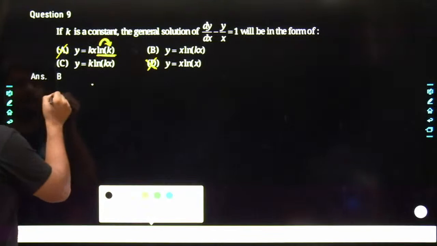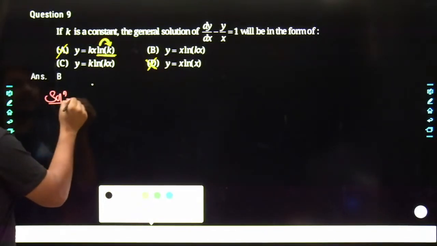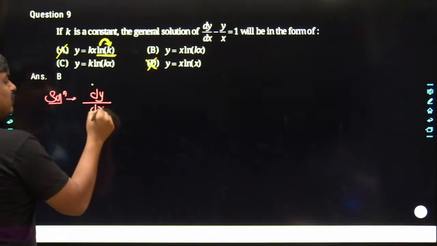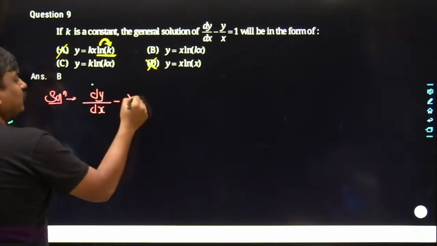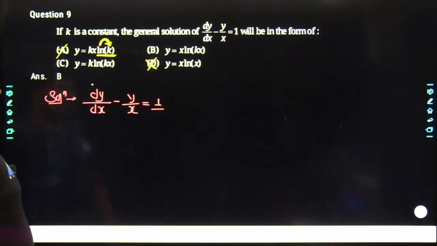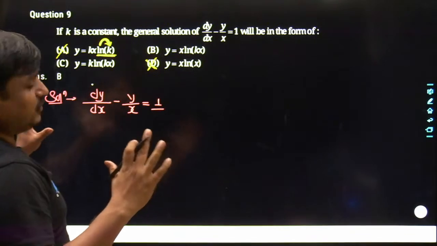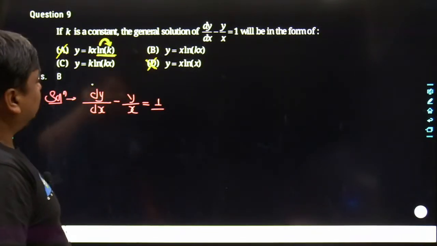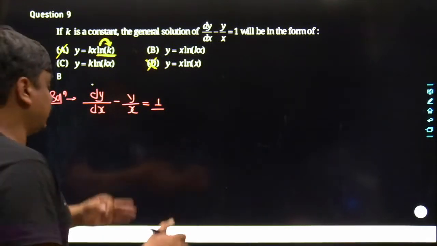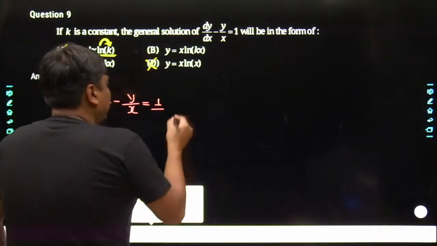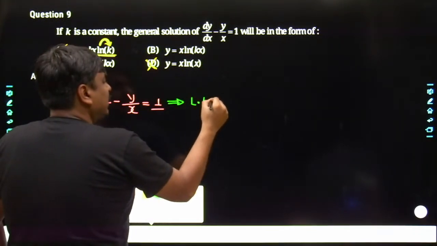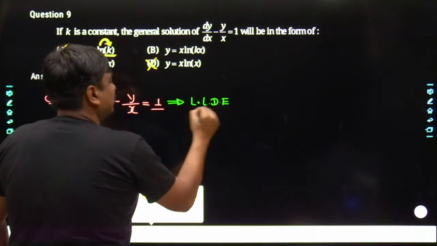Again, recall the differential equation which has been provided along with this problem, which is dy by dx minus y divided by x is equal to 1. Just by watching this differential equation, would you be able to figure out whether it's a Leibniz form of the linear differential equation or not? Obviously, yes, it is. It is a Leibniz form of the linear differential equation.